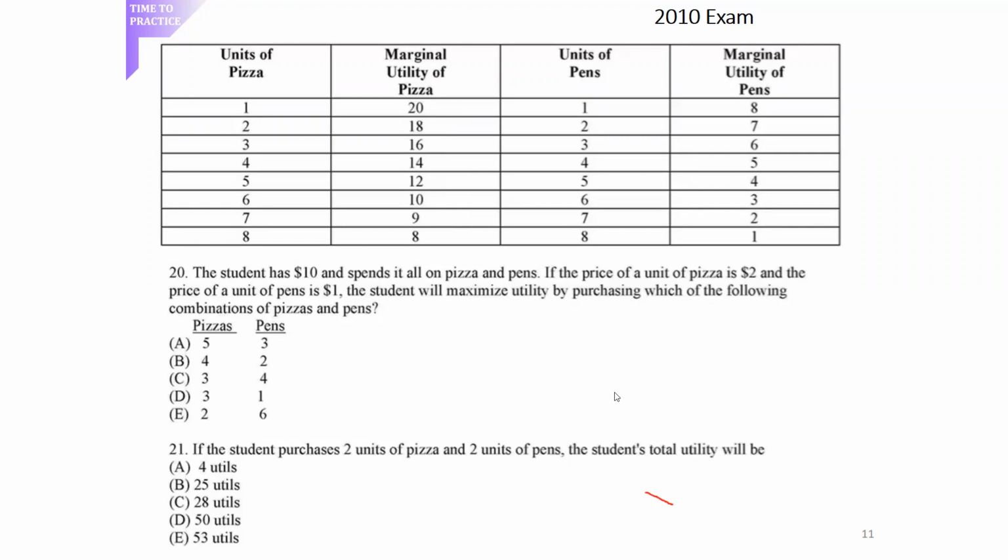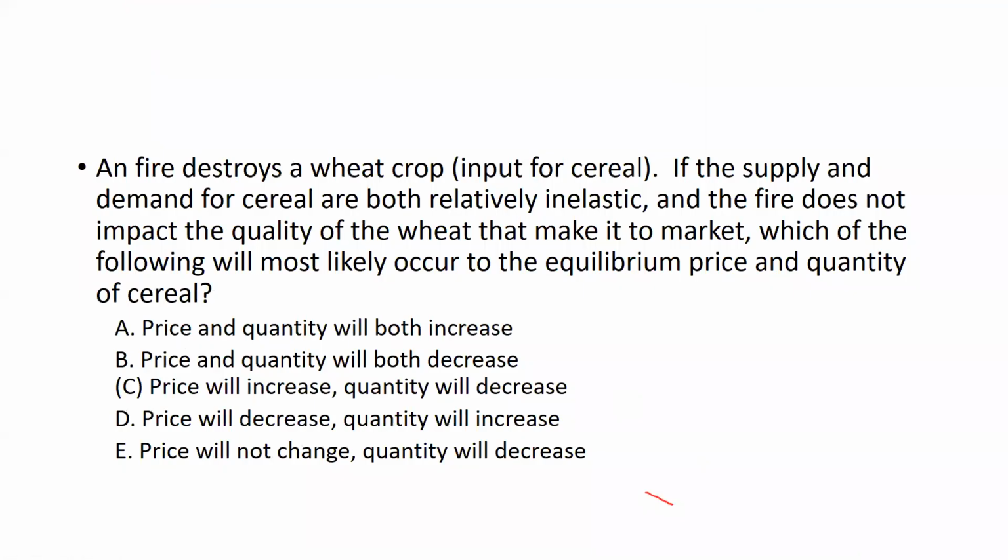Okay. A fire destroys a wheat crop input for cereal. If the supply and demand for cereal are both relatively inelastic and the fire does not impact the quality of wheat that makes it to the market, which of the following will most likely occur to the equilibrium price and quantity? All right, again, pause this.